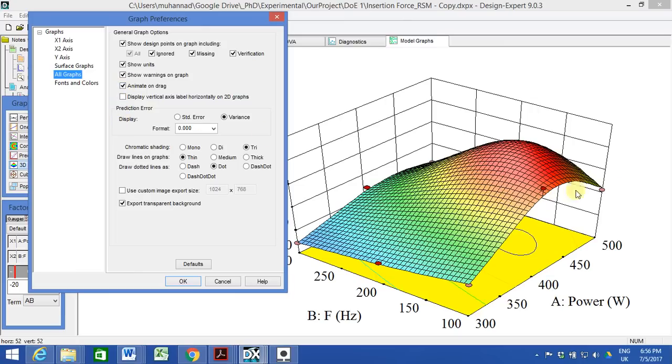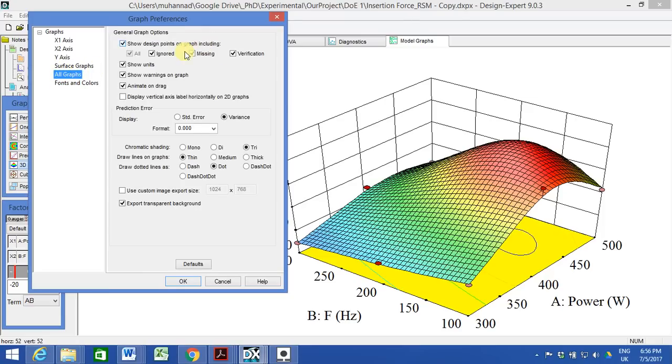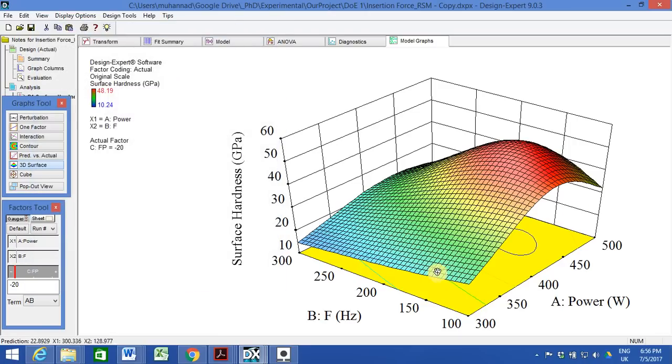If you don't like to include these design points, somewhere here you can display the vertical axis. Actually, somewhere here you can show design points. Here you see show design point. If you don't want them, just deselect this one, and you see they're gone. Very good feature actually.